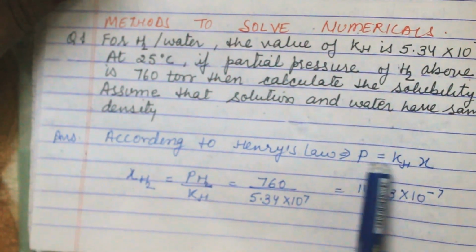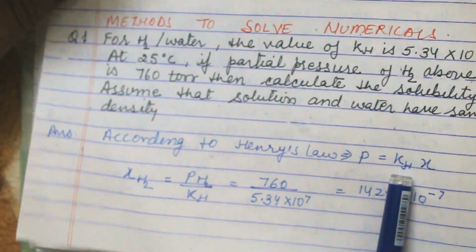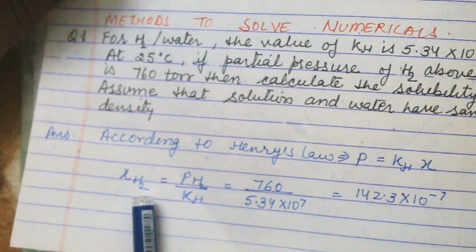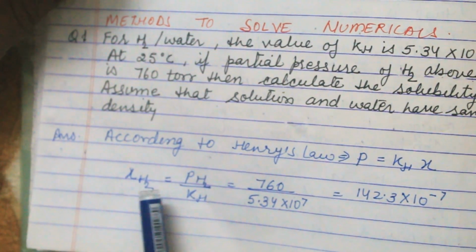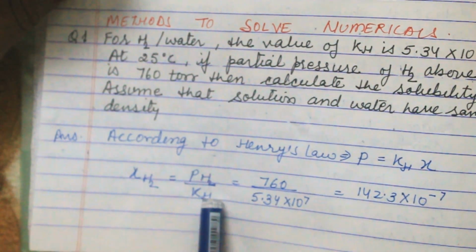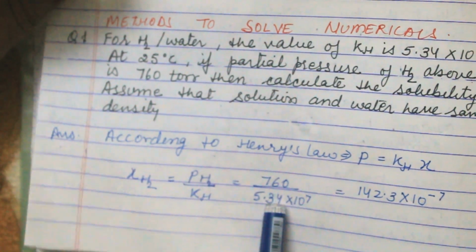So we have this formula according to Henry's law. This is the pressure, this is the total pressure, and this is the mole fraction. So we have to find out the mole fraction of H2. So Kh, that is the Henry constant, goes in the denominator with the pressure. So putting in the value, we get this amount.